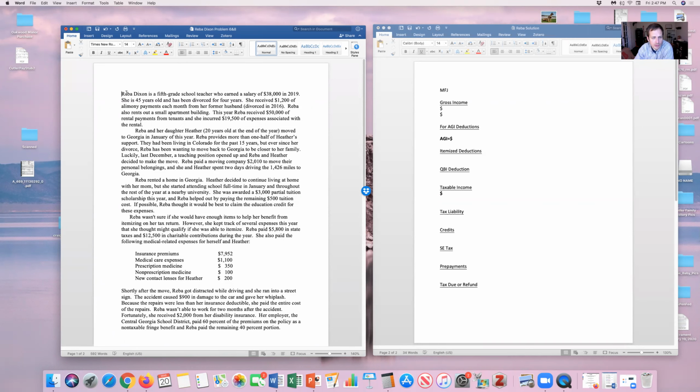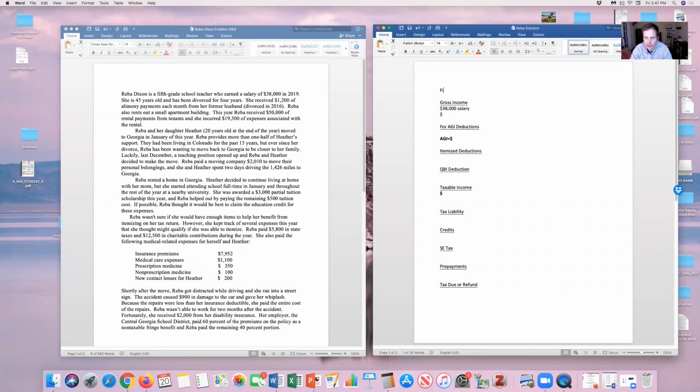So Reba is a fifth grade school teacher who earned a salary of $38,000 in 2019. So I'm going to put that $38,000 salary as a part of her gross income. She's 45 years old. All right, so she's not going to be eligible for an extra standard deduction or anything. She's been divorced for 4 years.